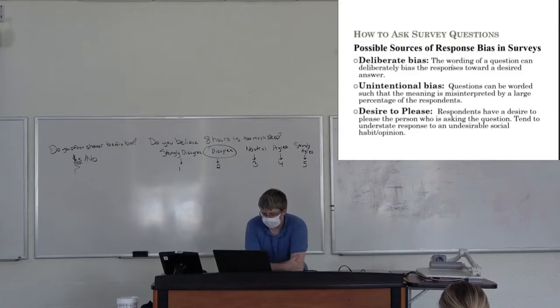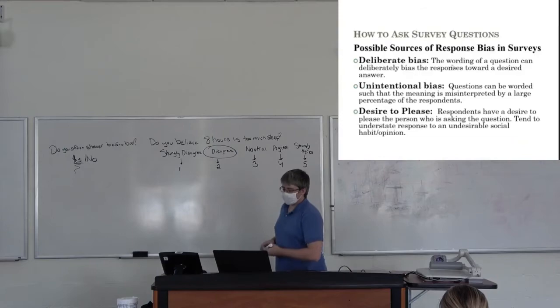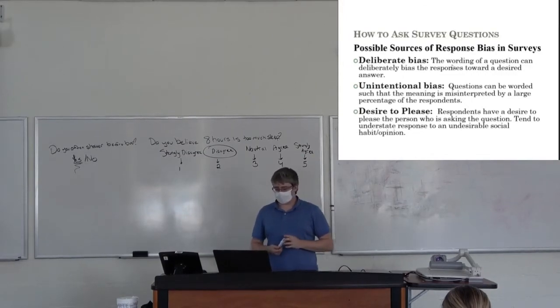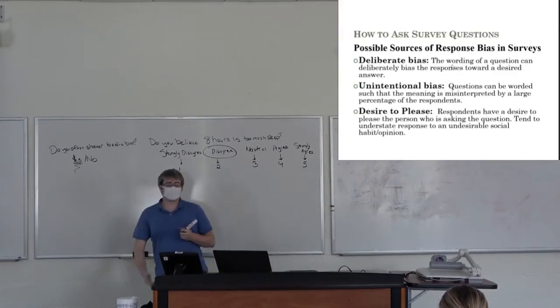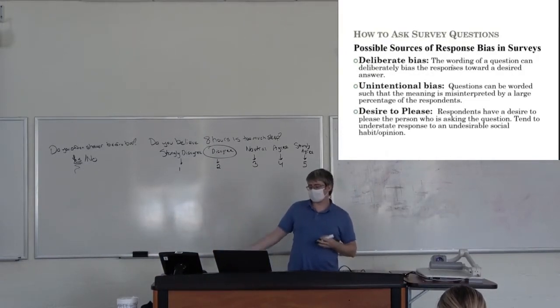Another concept is unintentional bias. So questions worded so the meaning is misinterpreted by a large percentage of the respondents. One example of this is, do you often eat snacks? Well, what's a snack, really? If I have a Lunchable, is that a snack? Some people might call that lunch. Some people might just call it a snack in the afternoon.